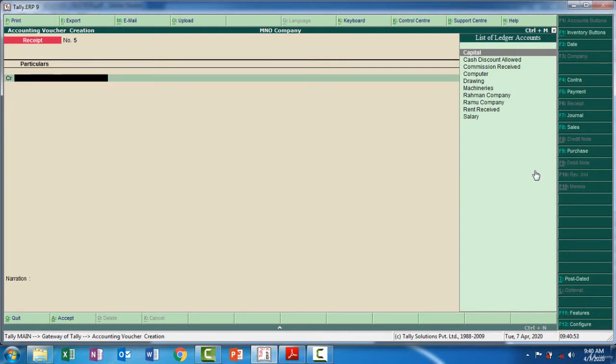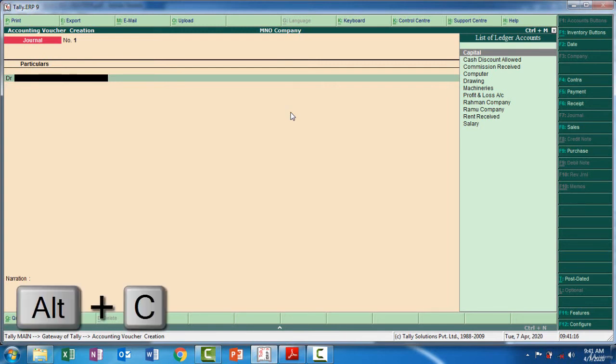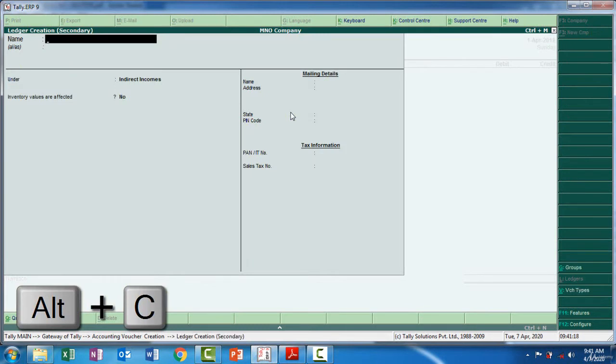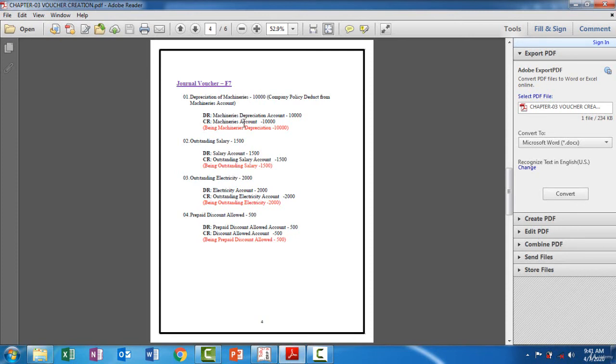Now we have to choose the journal voucher. If you press the F7 key, the journal voucher will activate. First we have to type here machineries depreciation account, but there is no machineries depreciation account, so we have to create the ledger. So I'm going to press Alt plus C, then create the machineries depreciation account.